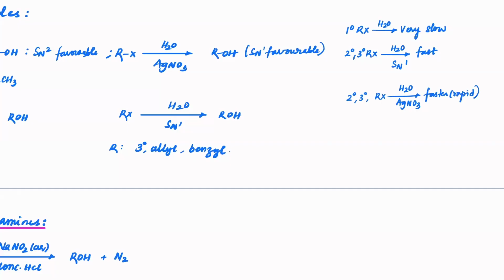Why? Now AgNO3 is almost catalyzing the reaction because here, as the carbocation is trying to form, Ag will take X and convert that into a precipitate, AgX. So because of the precipitation of the halide, the reaction proceeds faster in the forward direction. Therefore, with water, when you have 3 degree, allyl, benzyl, the reaction will happen very rapidly if we take AgNO3. So whenever there is AgNO3, you will look for a stable carbocation formation.